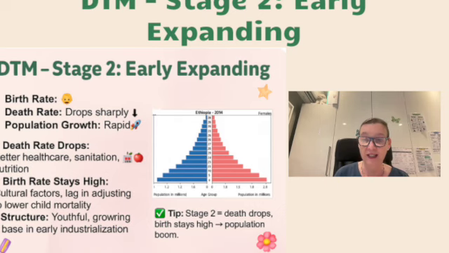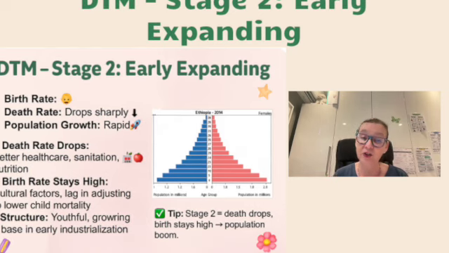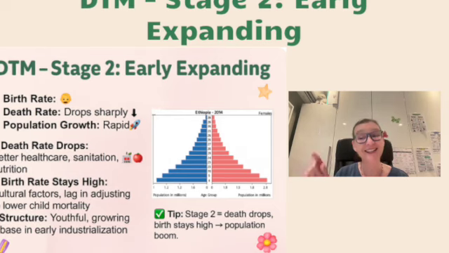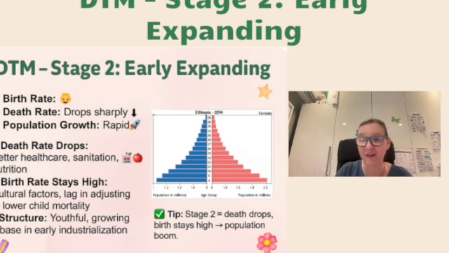So here's the tip for the exam. When you think of stage 2, remember this formula. Death rates fall, birth rates stay high. Population explosion. That's what makes stage 2 such a big turning point in population growth.